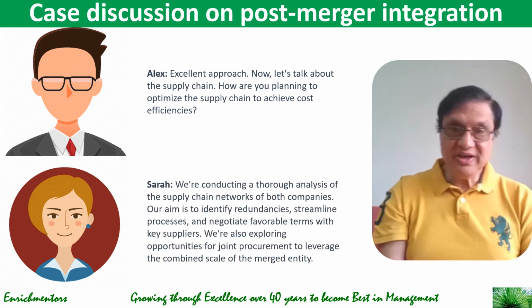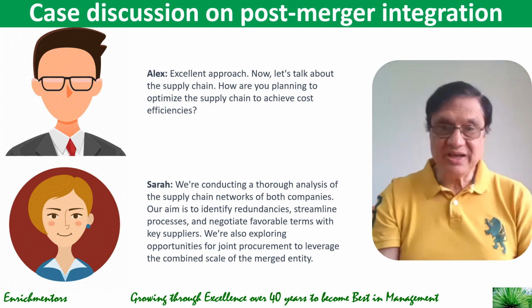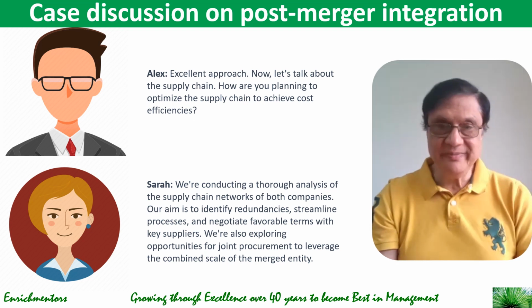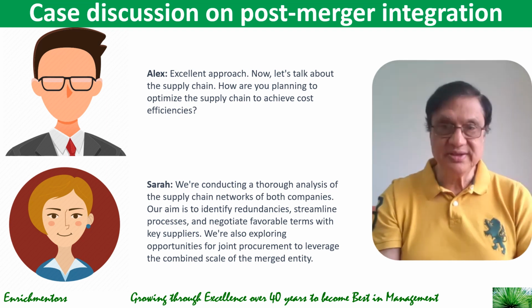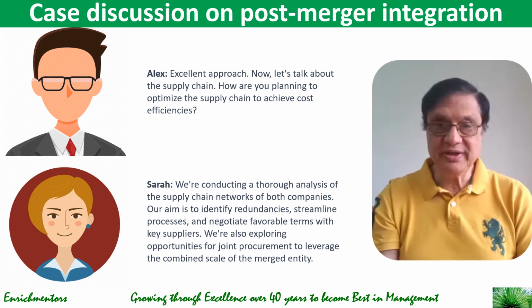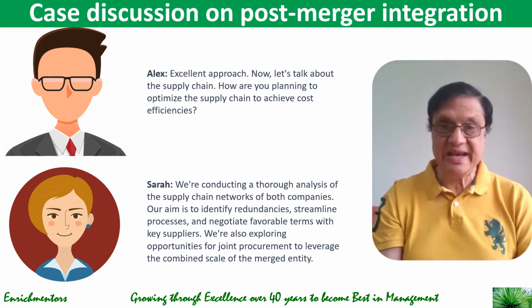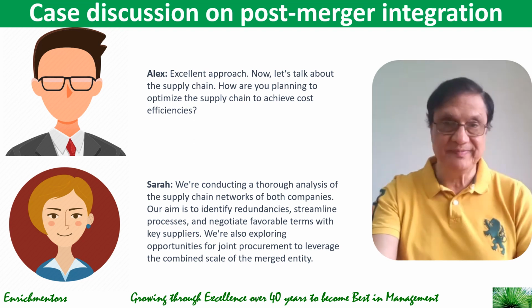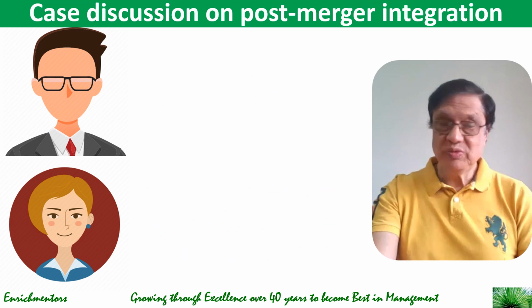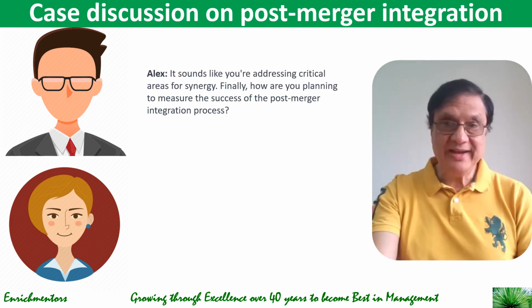So Sarah says we are conducting a thorough analysis of the supply chain network of both companies. Our aim is to identify redundancies, streamline processes, and negotiate favorable terms with the key suppliers. We are also exploring opportunities for joint procurement to leverage the combined scale of the merged entity. So you get more information as Alex. So what do you do, Alex, now? So Alex again asks a question.